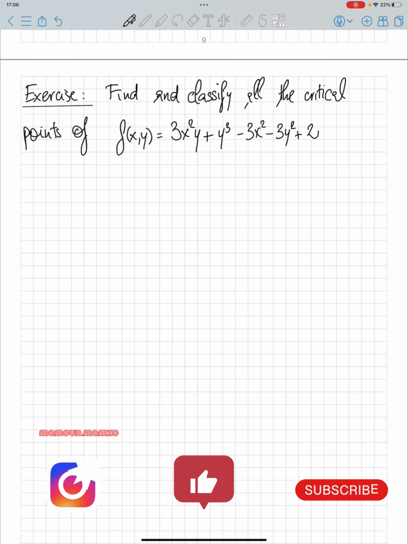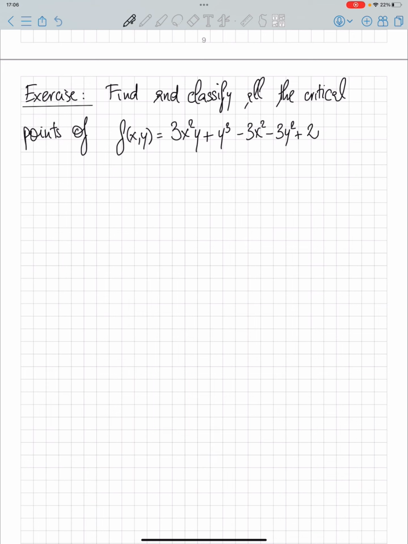Hello guys, in today's video we're gonna solve this exercise which consists in finding critical points of this function here. So in order to find critical points that can be maximum or minimum or saddle point, we need to find the first derivative and put the first derivative equal to 0, right? So we would need to find the first derivative with respect to x and then with respect to y, right?